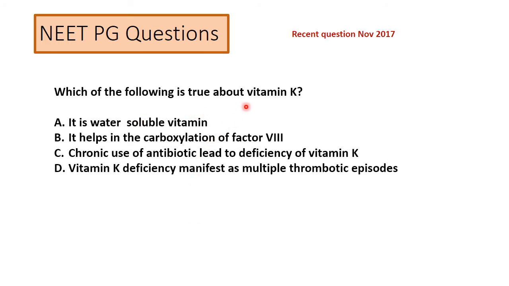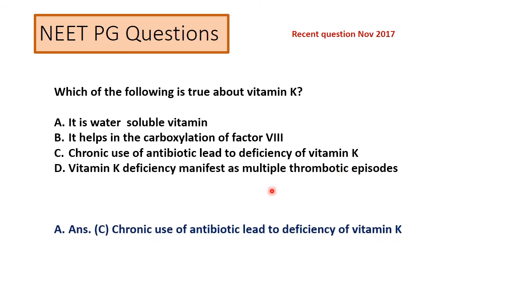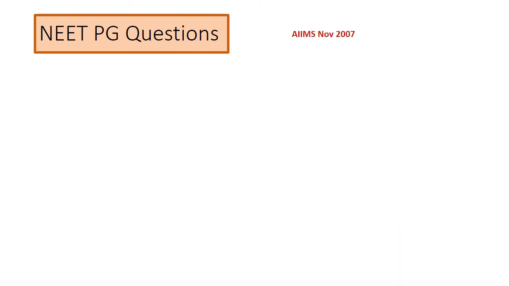Now this was a recent question in 2017. Which of the following is true about vitamin K? A, it is a water soluble vitamin. B, it helps in the carboxylation of factor 8. C, chronic use of antibiotics leads to deficiency of vitamin K. D, vitamin K deficiency manifests as multiple thrombotic episodes. So the answer is C, chronic use of antibiotics leads to deficiency of vitamin K, as the bacterial flora are affected.